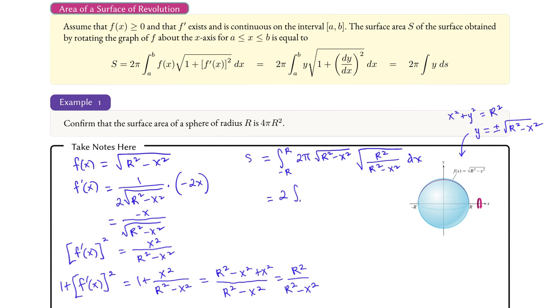Simplifying this, we have 2 times the integral from 0 to r of 2 pi r dx by symmetry. This is 4 pi r times the integral from 0 to r of dx. This is 4 pi r times x evaluated from 0 to r, or simply 4 pi r squared. This is the surface area of a sphere of radius r.